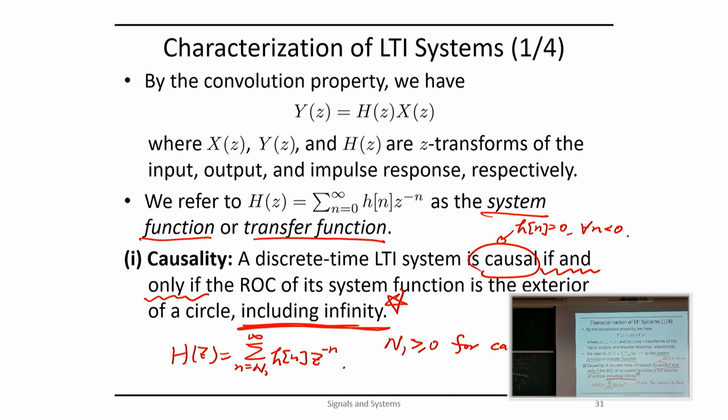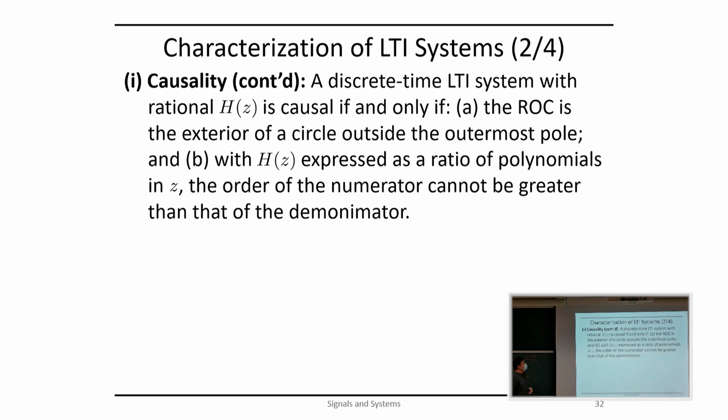Now, if you single out the case where H of z is rational, what more do you get? The only thing you get, in addition to what we already have, is that this circle must be outside the outermost pole. All the other arguments are more or less the same.